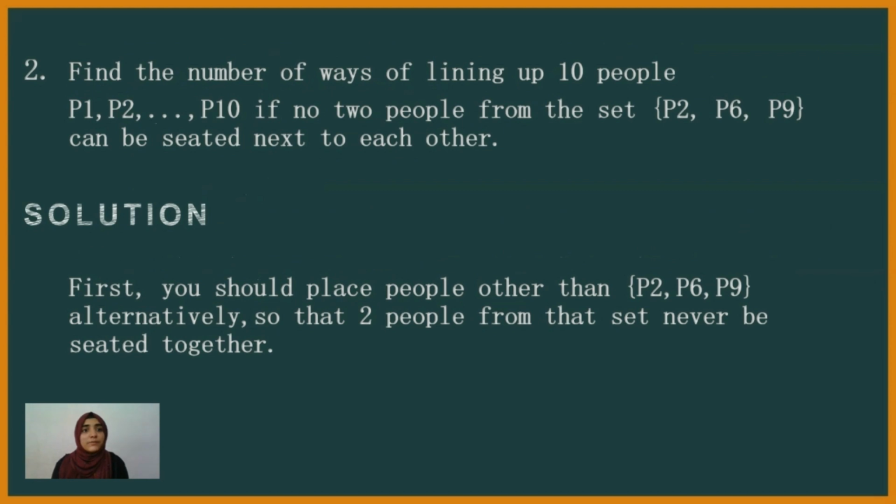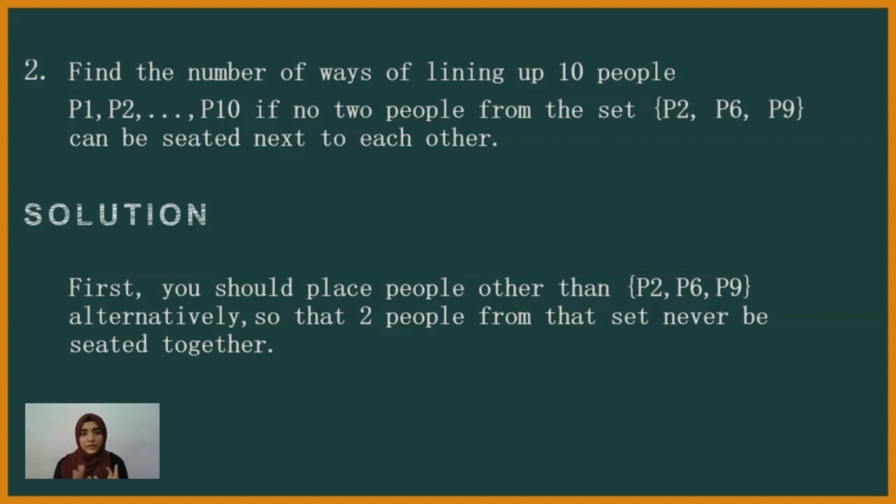So that's all about the first question. We are moving to the second question. Here's the question. Find the number of ways of lining up 10 people, P1, P2, etc. up to P10, if no two people from the set P2, P6, P9 can be seated next to each other.